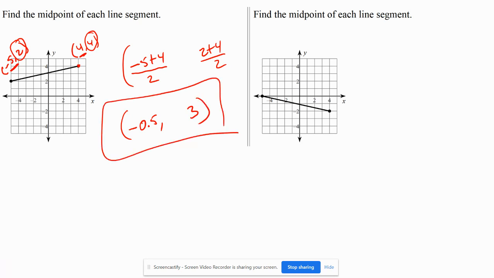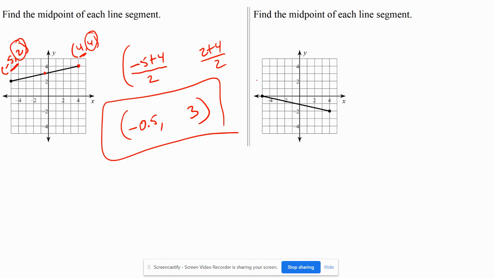The coordinates of my point. So, matter of fact, if I was to graph it, like on your homework, just type that in. If you were to graph the point -0.5, 3, that gives you this point. And as you notice, it is right in the middle. Nice.